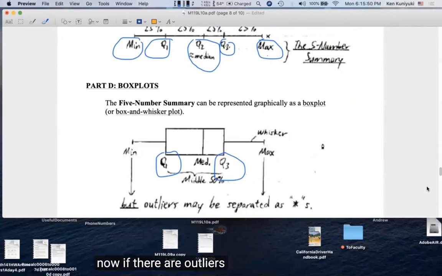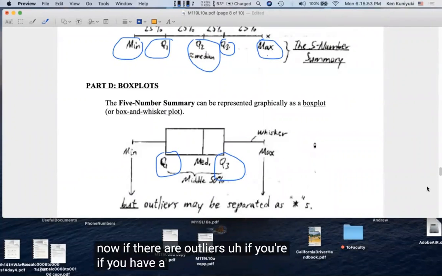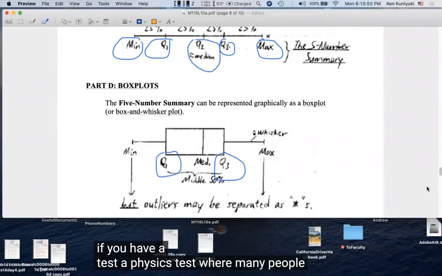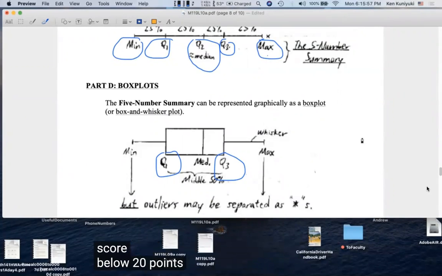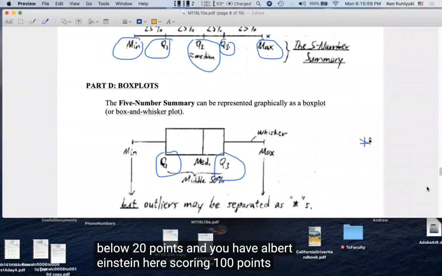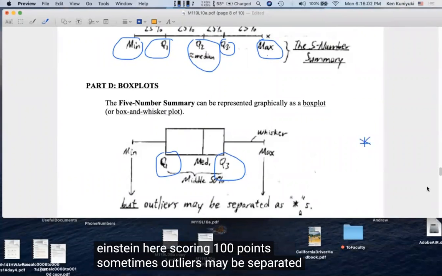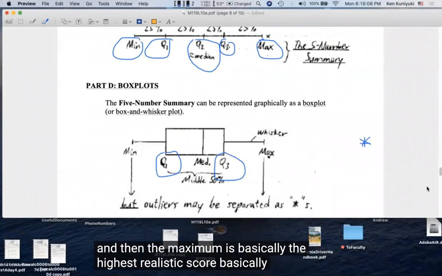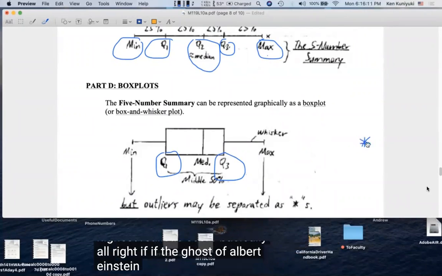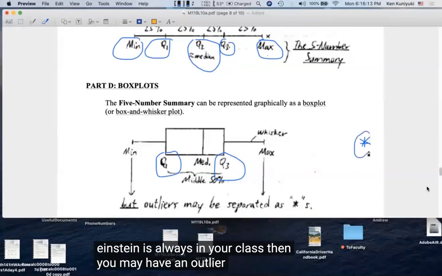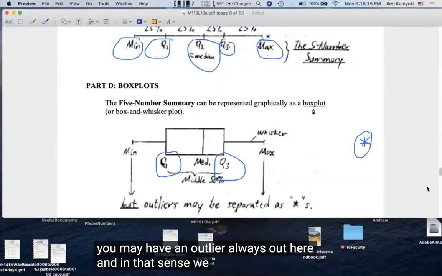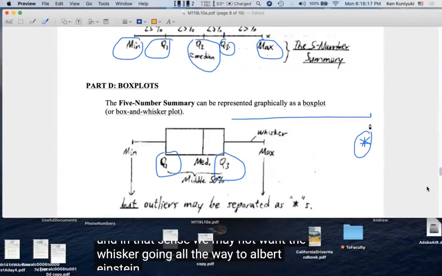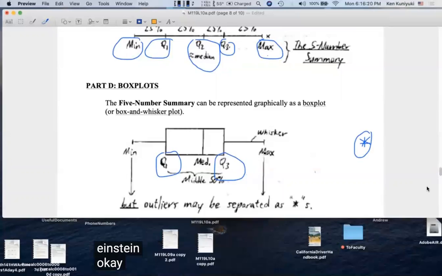Now, if there are outliers, say you have a physics test where many people score below 20 points, and you have Albert Einstein here scoring 100 points, sometimes outliers may be separated out as asterisks. And then the maximum is basically the highest realistic score. If the ghost of Albert Einstein is always in your class, then you may have an outlier always out here, and in that sense, we may not want the whisker going all the way to Albert Einstein. Okay. We'll suffice with the highest reasonable student in the class.